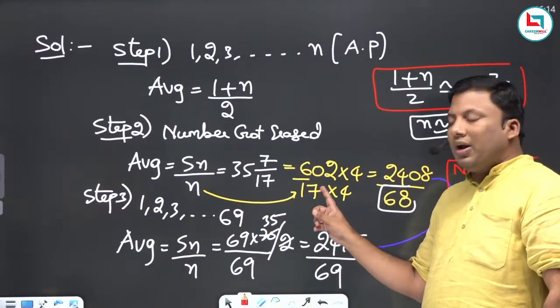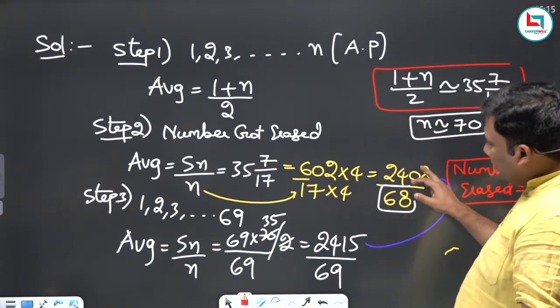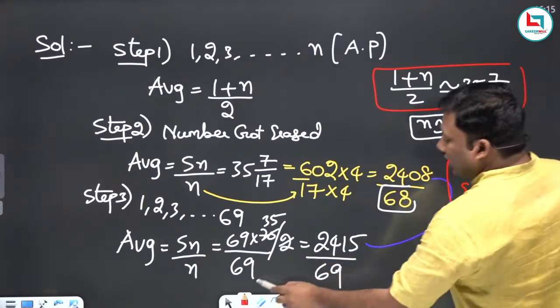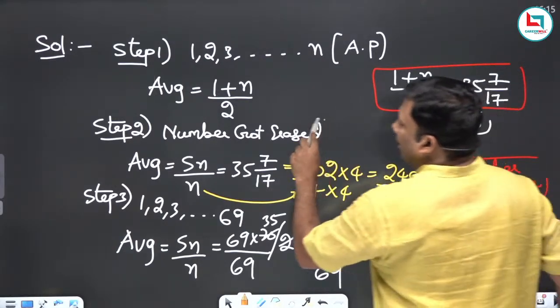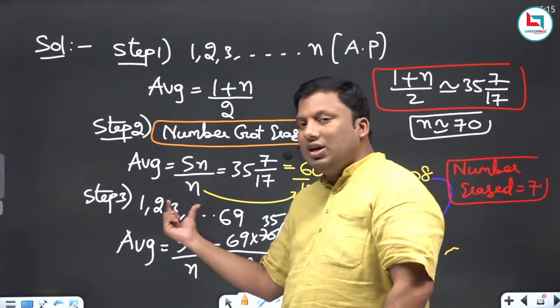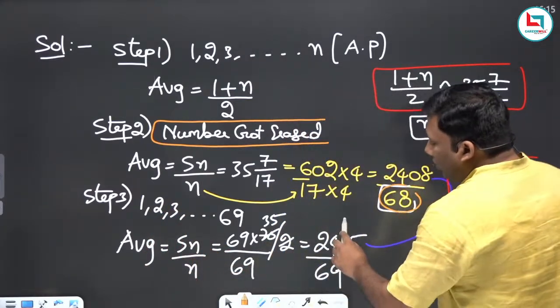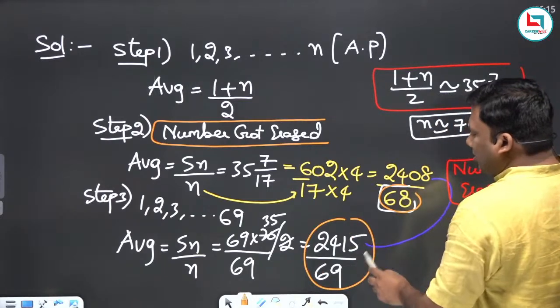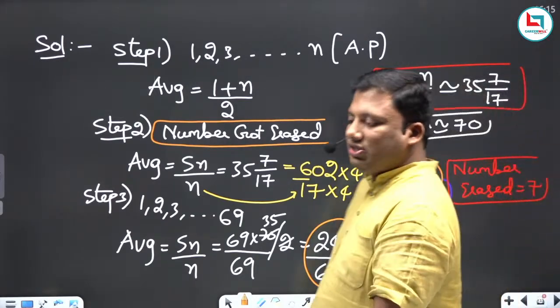What is the multiple of 17 that will be closer to 70? 17 4s are 68, so 2408 by 68. There are 68 numbers on the board after I erase one number. That means there were 69 numbers before. Average is Sn by n: 2415 by 69, 2408 by 68. So the number erased will be 7.